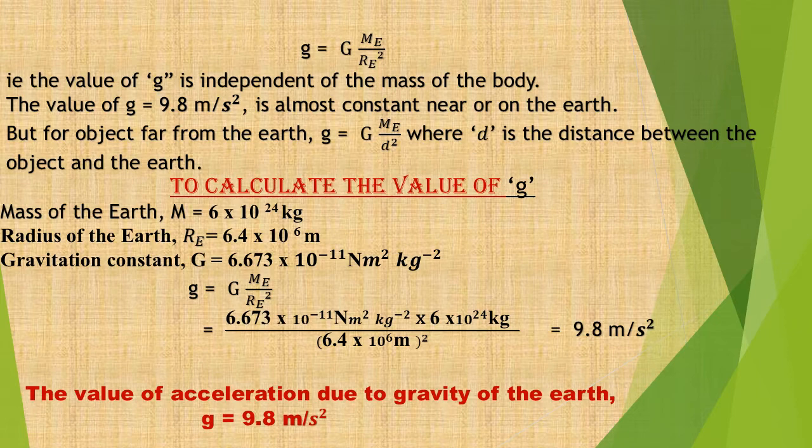So the value of acceleration due to gravity of the earth is 9.8 meter per second square, and this value slightly varies on the surface of the earth, and that we'll discuss in the coming slides.